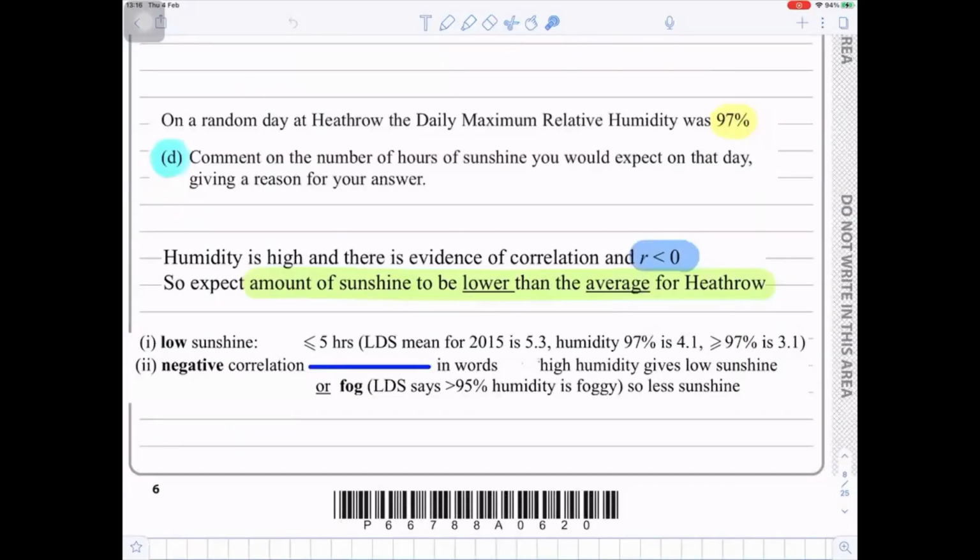On a random day at Heathrow, the daily maximum relative humidity was 97%. Comment on the number of hours of sunshine you would expect on that day. Give a reason for your answer. Humidity is high and there is evidence of correlation, and r is less than 0. So expect amount of sunshine to be lower than the average for Heathrow. Low sunshine, less than or equal to 5 hours, and mean for 2015 is 5.3. Humidity 97% is 4.1. Negative correlation, in words, high humidity gives low sunshine.